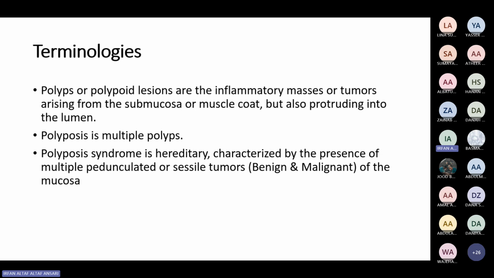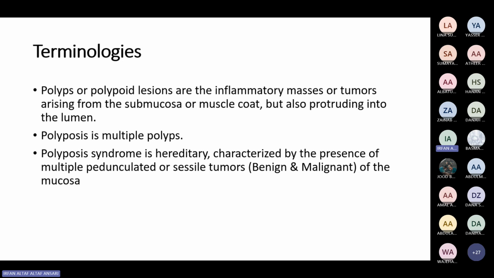So these are the polyps. When you see something protruding into the lumen like a finger-like projection, we call it a polyp. And it could be inflammatory or it could be neoplastic. This can only be told by the histopathological examination of that polyp. Polyposis is when there are multiple polyps.